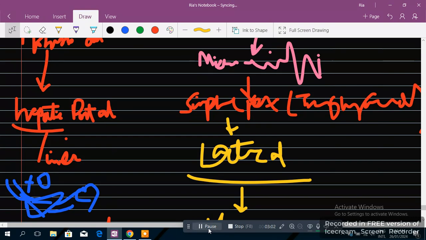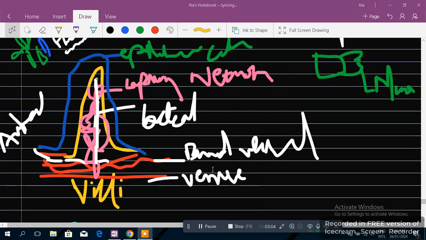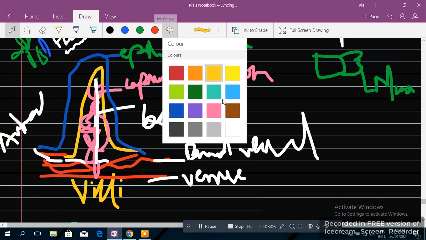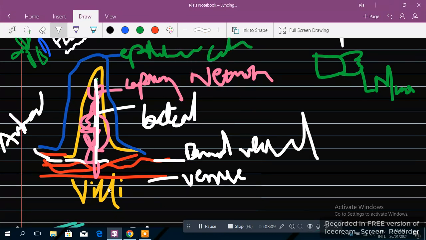Let me move my slide. Not the lacteal, but this was the structure of the villi. In that, we just saw the villi, where these are all present. That is known as the venule. This was the arteriole. The inner part is the lacteal.